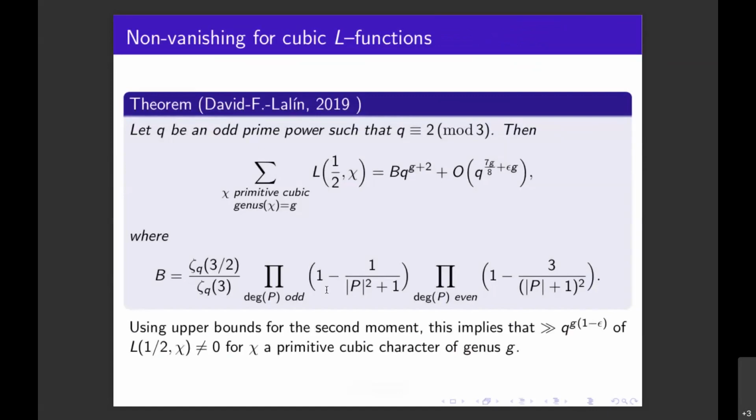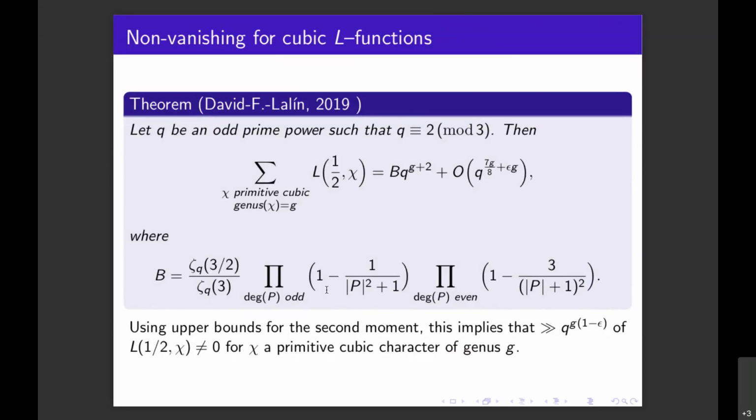Okay, now in terms of cubic L functions, just like in the number field setting, we can say much less about non-vanishing for cubic L functions. So last year, in joint work with Chantal David and Mathilde Lalín, we obtained an asymptotic formula for the first moment in the family. So here I'm taking q to be congruent to 2 mod 3. This is the so-called non-Kummer case. So this means that we don't have cubic roots of unity.